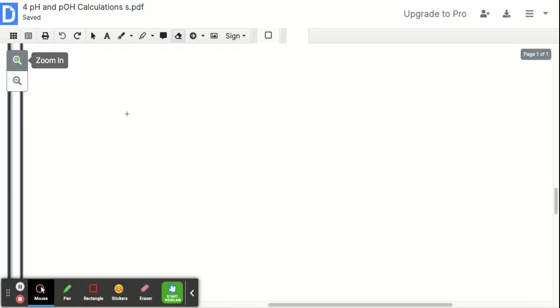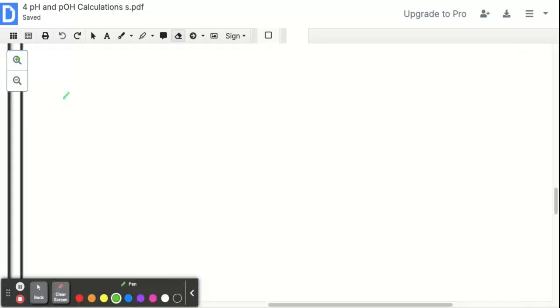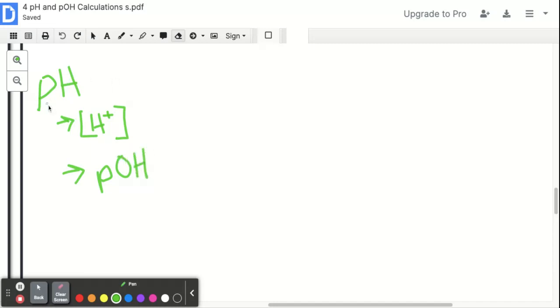Let me get a little bit of blank paper. Okay. So let's say we start with pH. All you know is the pH. The first thing you're going to want to do is find the hydrogen concentration. If you're given pH, you can right away find the hydrogen concentration, or you could go ahead and find the pOH.